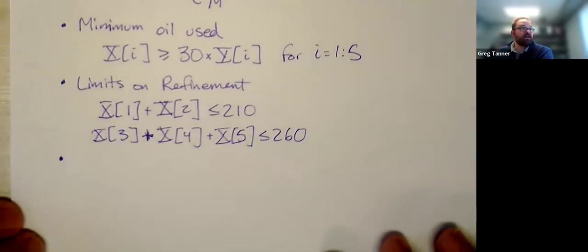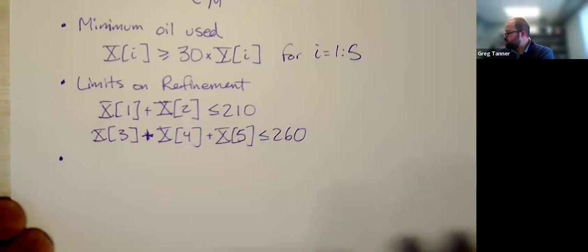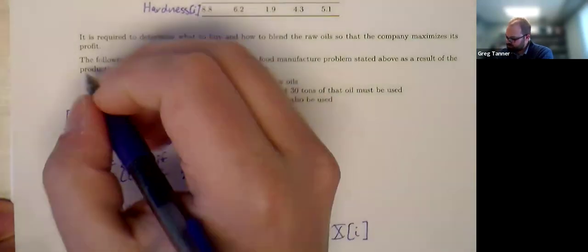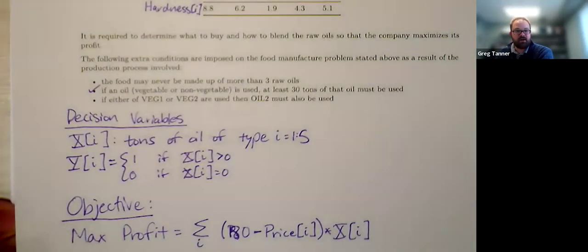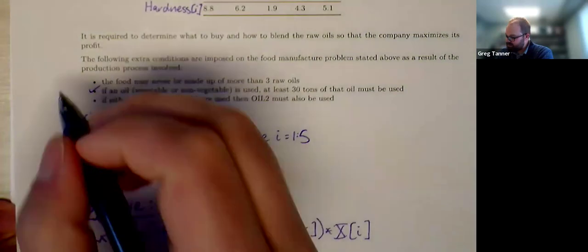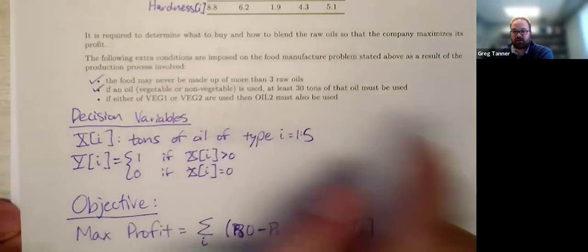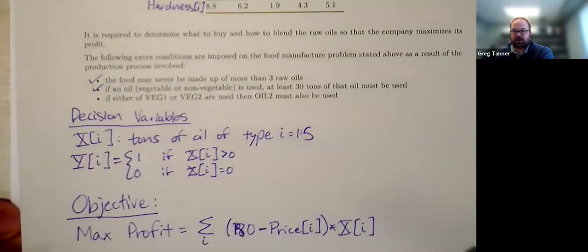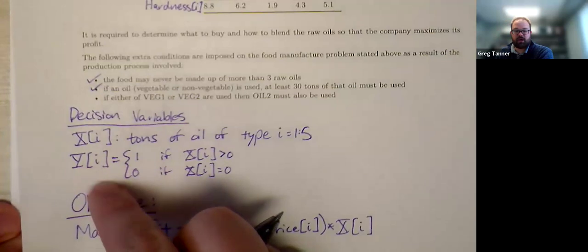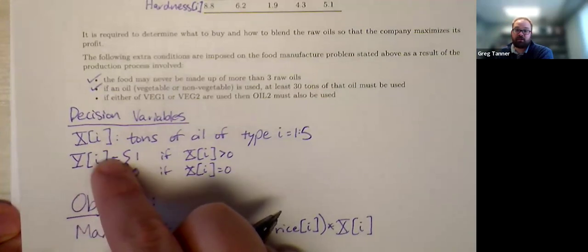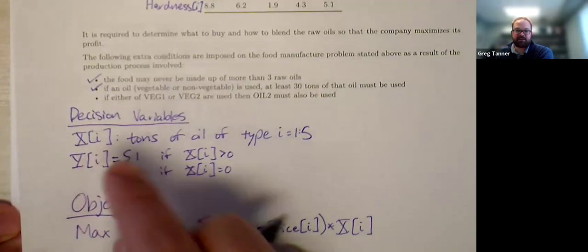Next constraint, now we're getting down into the bullet points at the bottom. These are maybe the kind of tricky ones in this problem. We already took care of the second one of the bullet points there. Now let's take care of this first one, which is the food may never be made up of more than 3 oils. Our yi records whether or not we use that oil, and we only want to allow 3 or fewer of the yi's to be 1. If there's a 4th yi that's 1, that's not allowed.